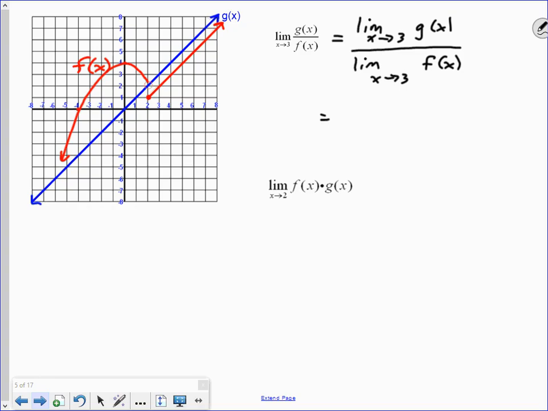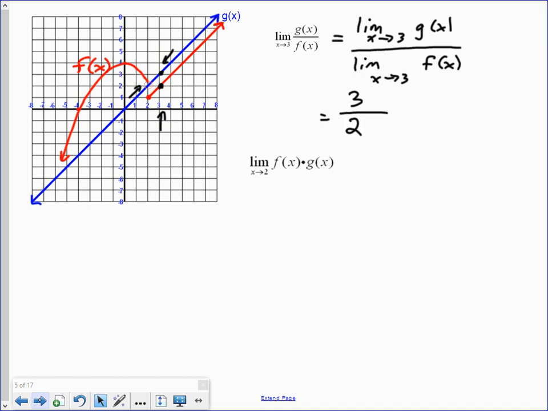If we are interested in the limit as x goes to 3 of g at x, that is our blue graph here. We are interested in what happens as we approach x equals 3. As we approach from the left and from the right, it looks like this is going to tend to a value of 3. If we do the same thing for our red function here, f at x, as we approach 3, both the left and the right are tending towards the same value, a value of 2. So that limit is going to be 3 over 2.